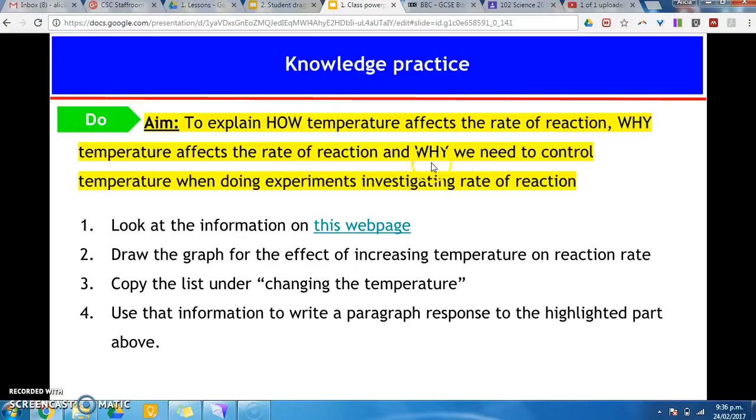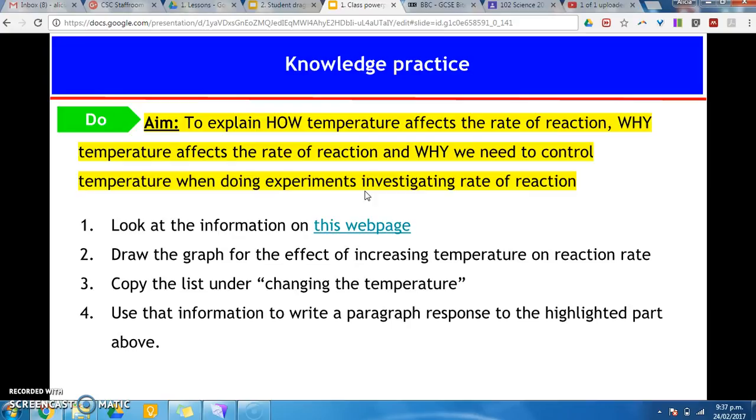And then finally, you're going to tell me why we would need to control temperature when doing experiments investigating the rate of reaction. So imagine we're doing an investigation that's going to look at the rate of reaction, but we're not interested in finding out what effect temperature has. So pretend perhaps that we're investigating concentration. Why would we have to control temperature? What would happen if we didn't?